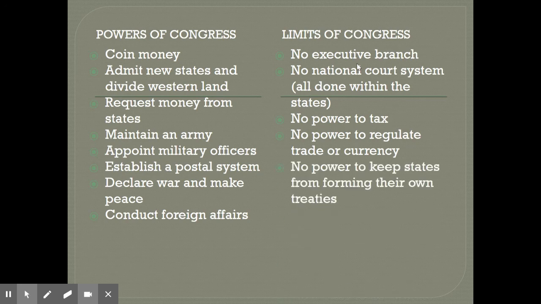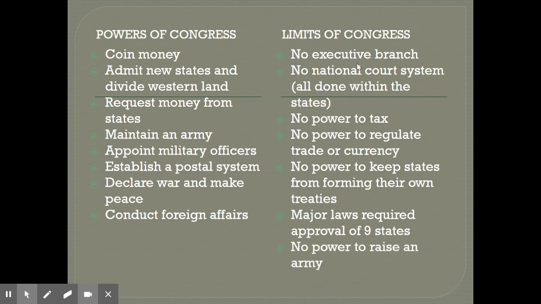No power to keep states from forming their own treaties, meaning their alliances with other countries. That could create a bunch of problems. Major laws required approval of 9 states. That was a big percentage of the states we had at the time. I think we had 13 states at the time, so it was 9 out of 13, basically a 75% majority, which is a lot.